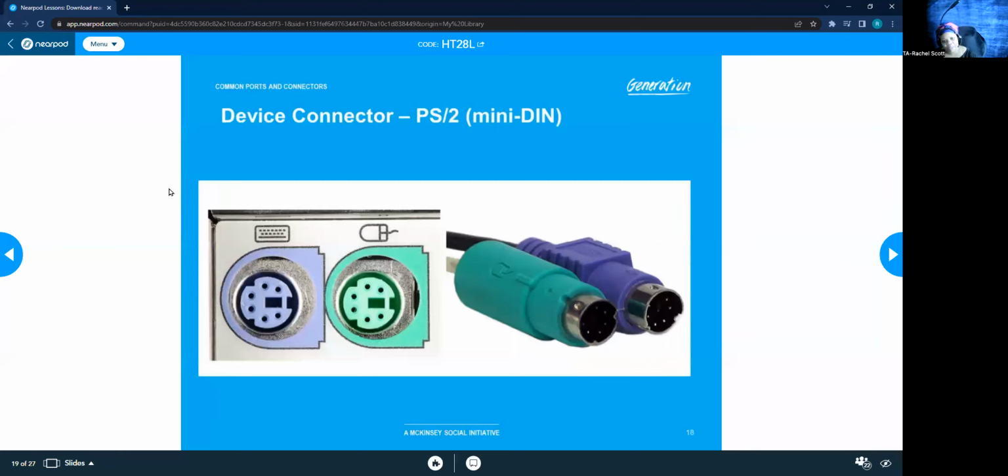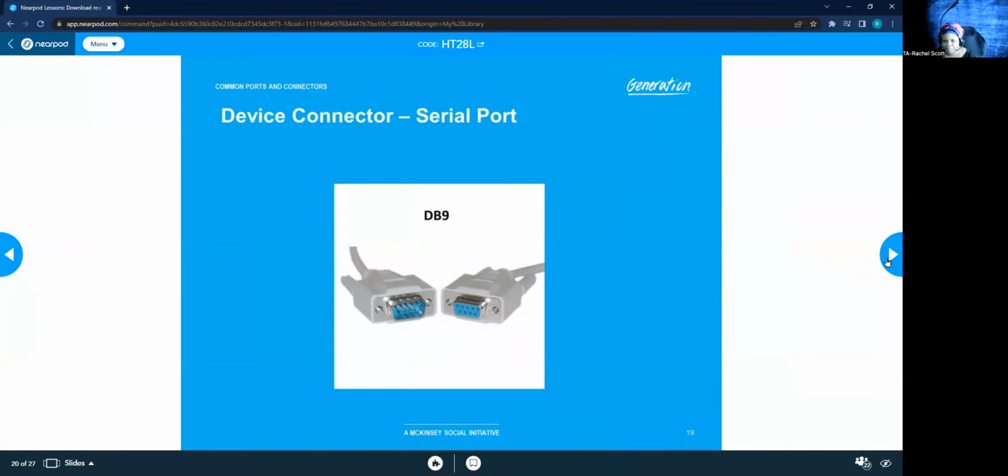Okay, who remembers these? Device connectors. PS2, mini DIN. Those lovely colors and those connectors for your keyboard and mouse. And this is a picture of the serial port or DB9.